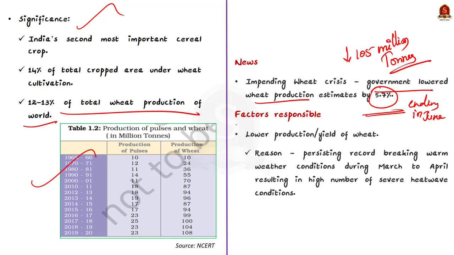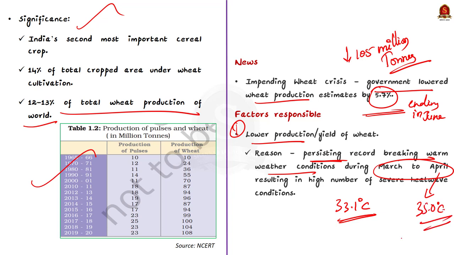The first reason is the lower production of wheat. This happened due to the persistence of unusually warm weather conditions during the months of March to April. As per the data, in March and April 2022, India witnessed record-breaking heat. In March, the monthly average stood at 33.1 degrees Celsius, which was the highest in 122 years since 1901. It was worse for April as the average stood at 35.05 degrees Celsius, which was 1.12 degrees above normal. This was the fourth highest in 122 years since 1900. And these weather conditions translated into a high number of severe heat wave conditions.